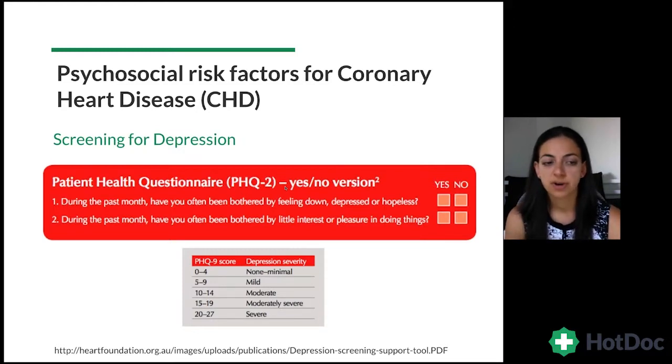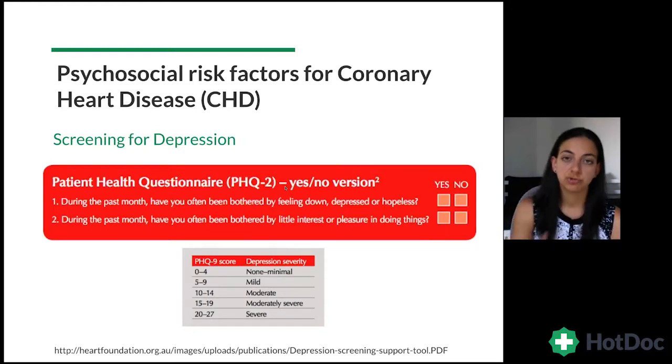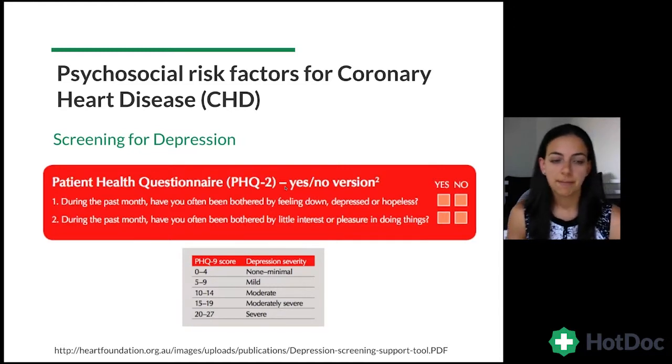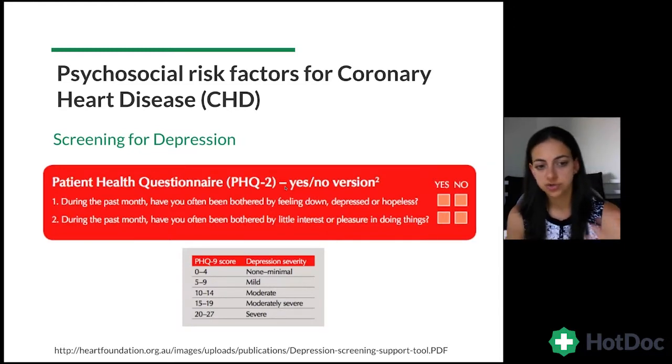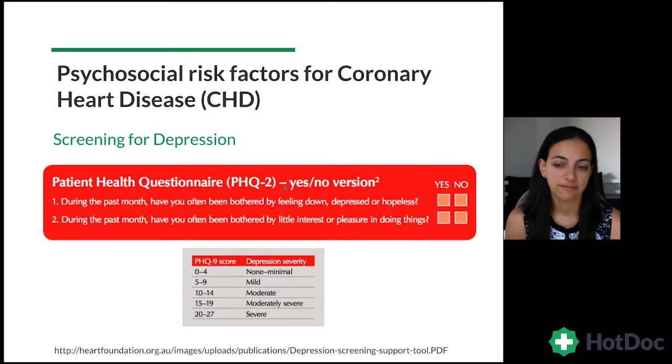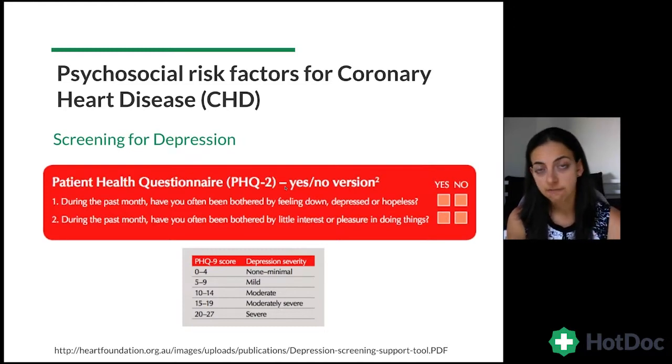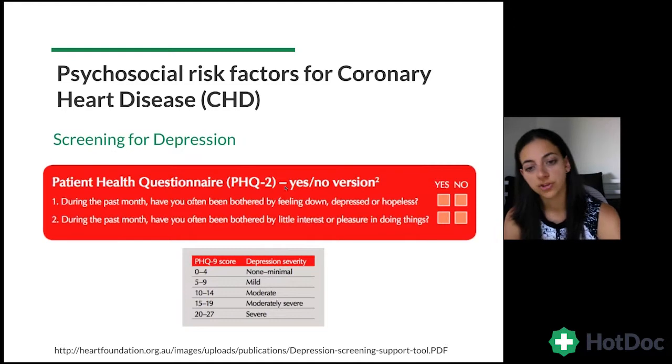In terms of screening for depression, you can do the quick screen, the PHQ-2, which is 2 questions, and you just want a yes or no answer. So it's during the past month, have you often been bothered by feeling down, depressed, or hopeless? Yes, no. During the past month, have you been bothered by little interest or pleasure in doing things? Yes, no.